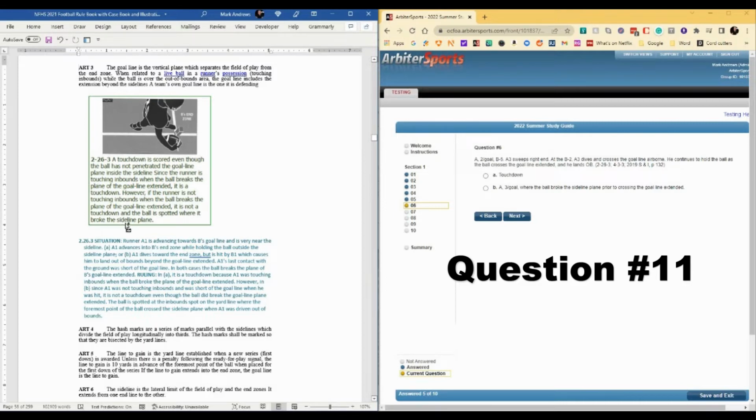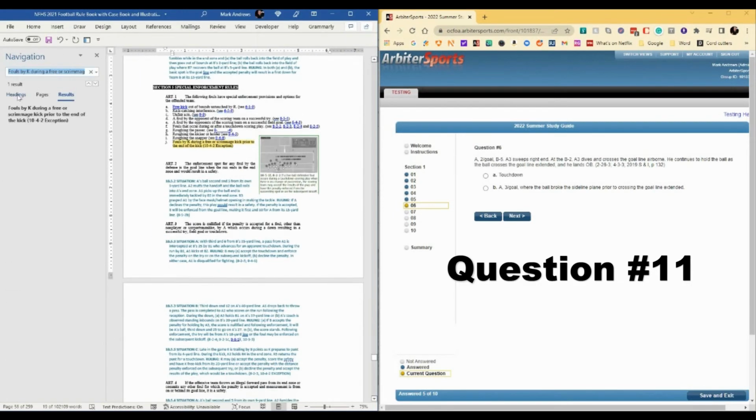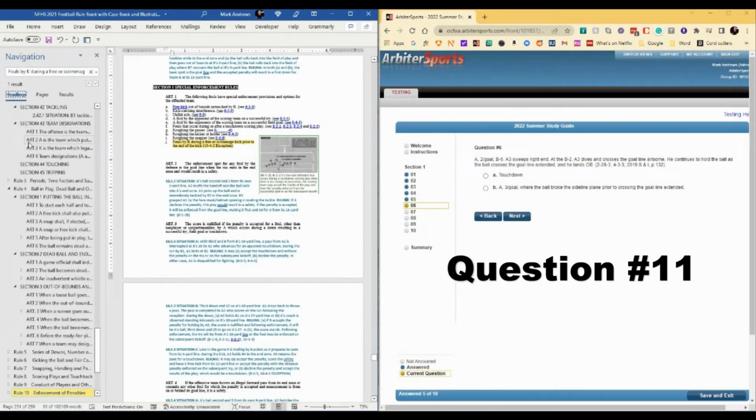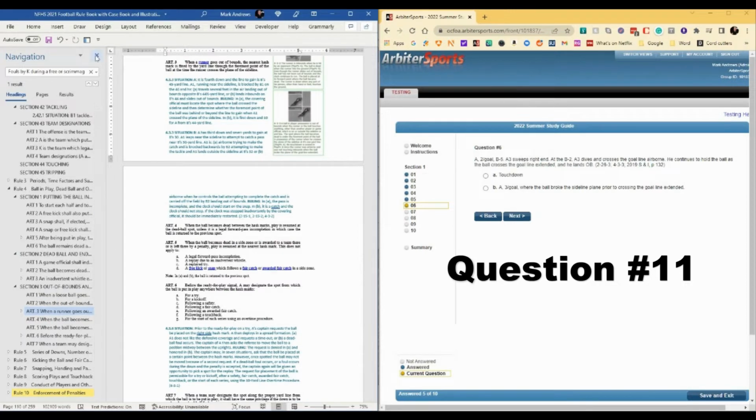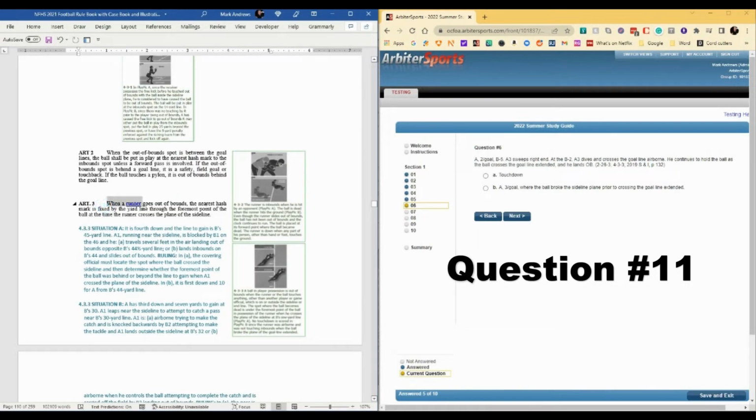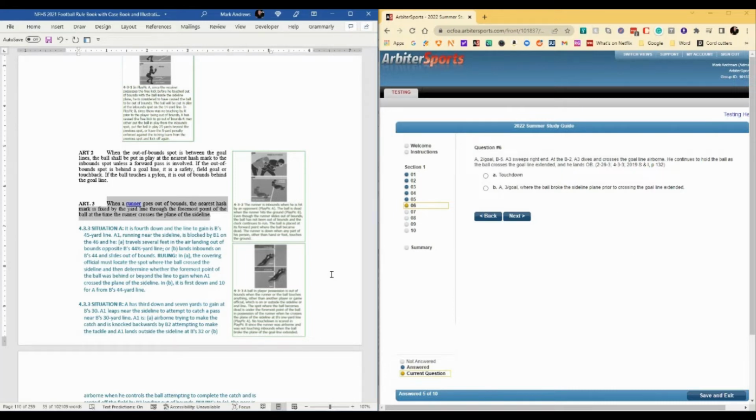So the other rule reference is 433, and we go right here. 433: When a runner goes out of bounds, the nearest hash mark is fixed by the yard line through the foremost point of the ball at the time the runner crosses the plane of the sideline. Okay? So as an official, you have to decide where that ball crossed the sideline while he was airborne. Okay? So it's not a touchdown.